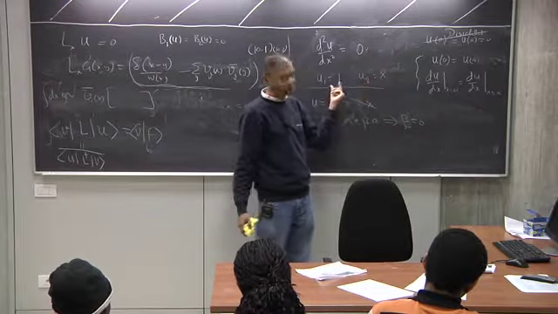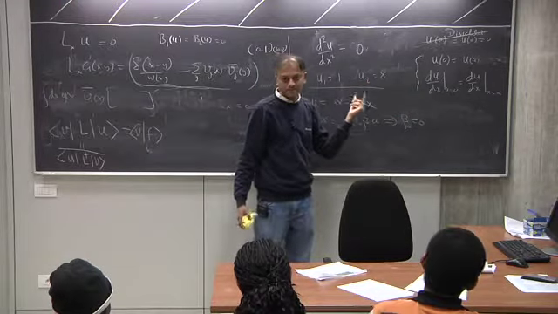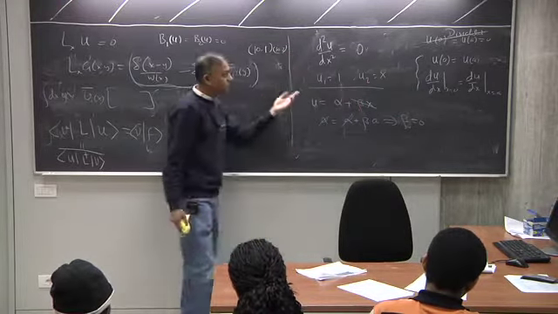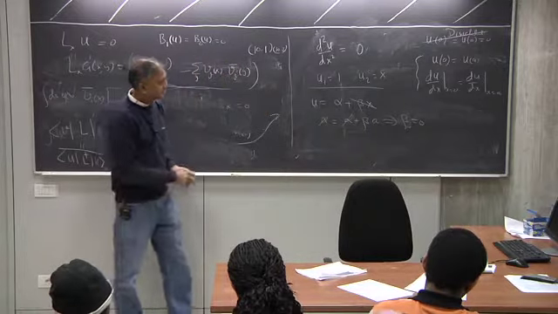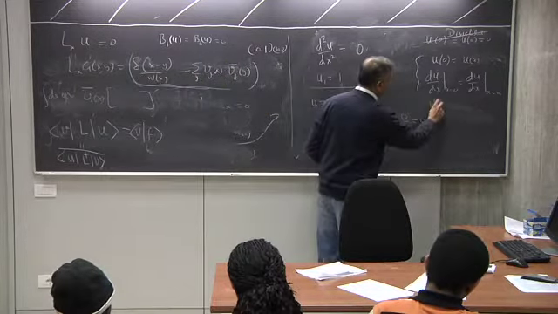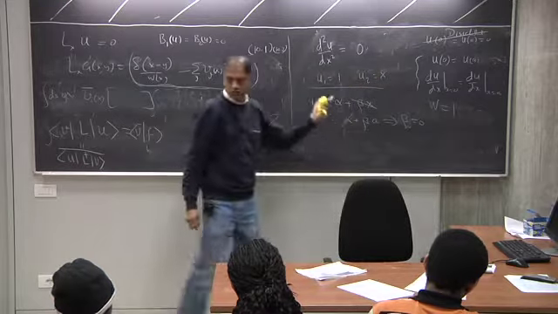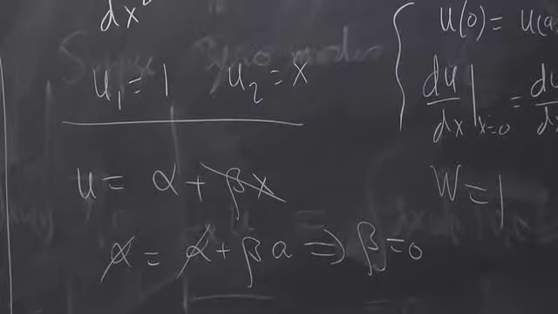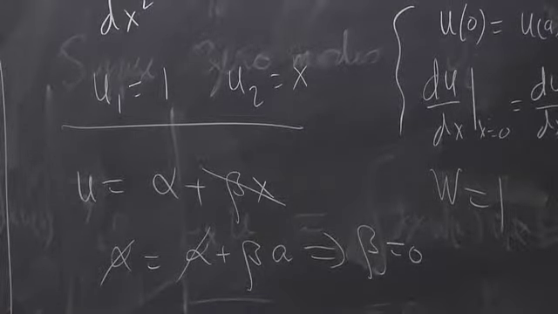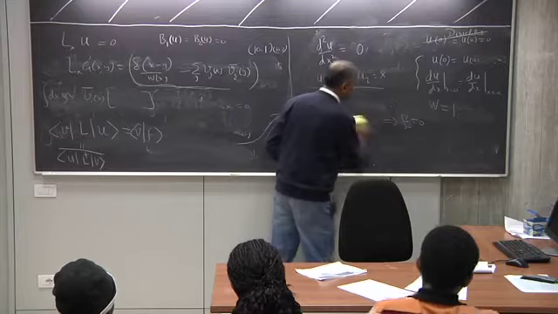Not the u2, but u1 is a 0 mode. But now we want to normalize it. Let's again choose the weight function w equal to 1. Like before, in the previous example also we chose w equal to 1. Okay, so let's choose w equal to 1, and we just normalize this.